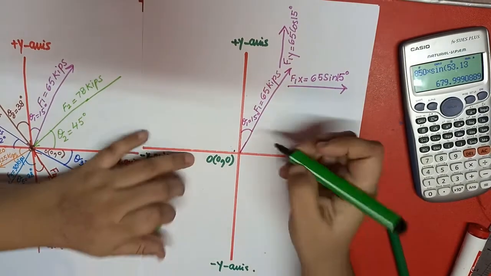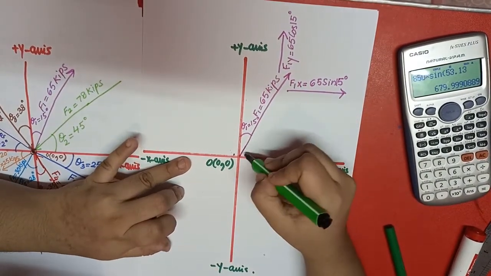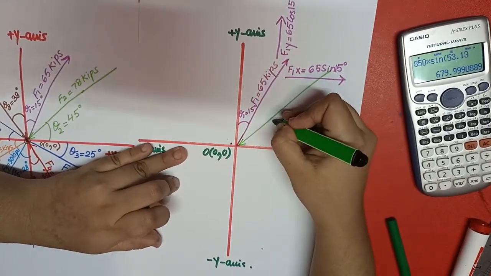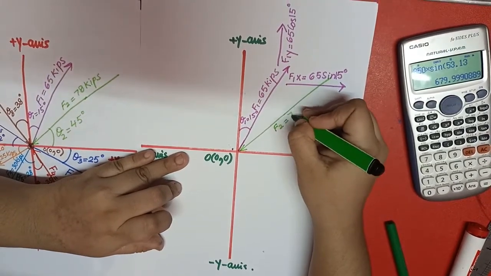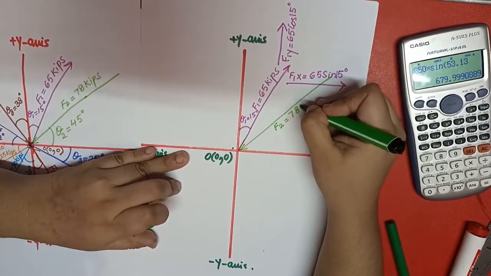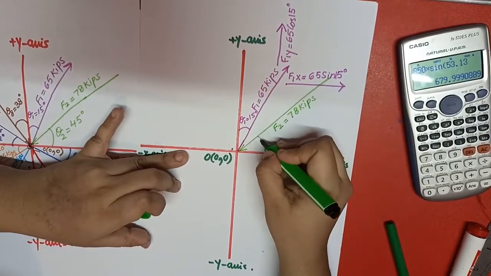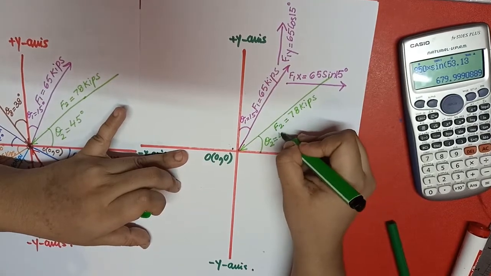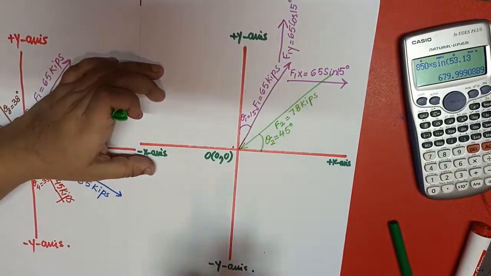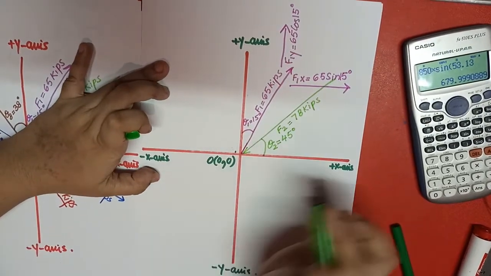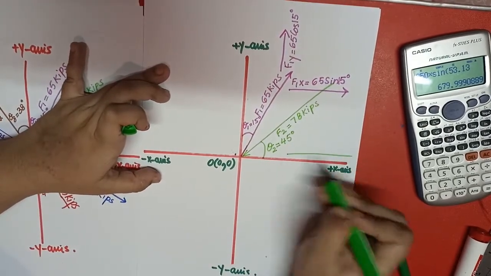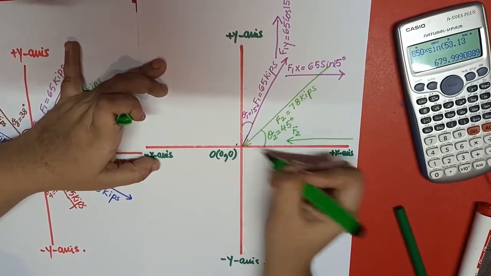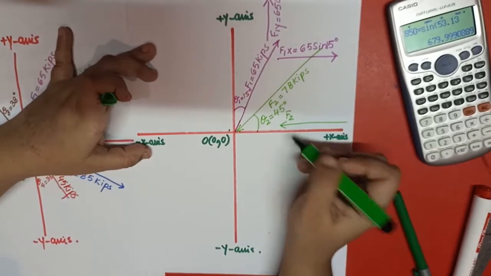So I am moving towards force F2, and this is greater than F1. So F2 is equal to 78 kips and the angle is attached with respect to the positive x-axis, so theta 2 is equal to 45 degrees. So I should resolve this force into its components. For F2x, this force is inward, so we are taking its components inward as well.